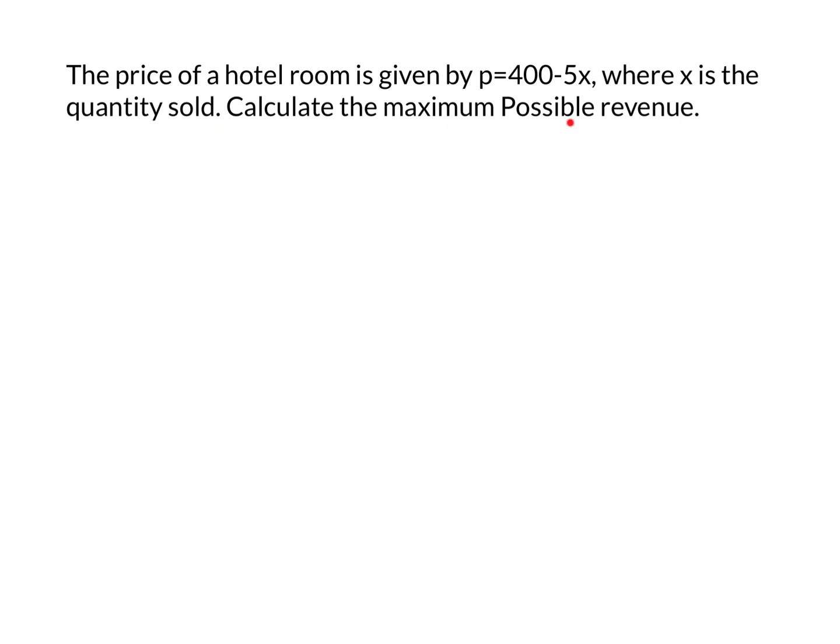Okay, we're going to calculate the maximum possible revenue. Well, we can't do that unless we have a function that represents the revenue. So revenue is quantity sold times price. So price is 400 minus 5x. The quantity sold, the number of rooms sold, is x. So I want to basically find the maximum value this function can take.